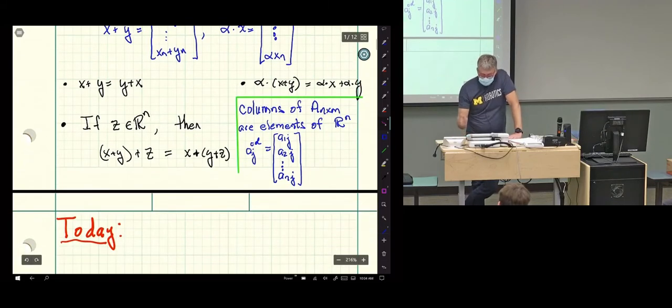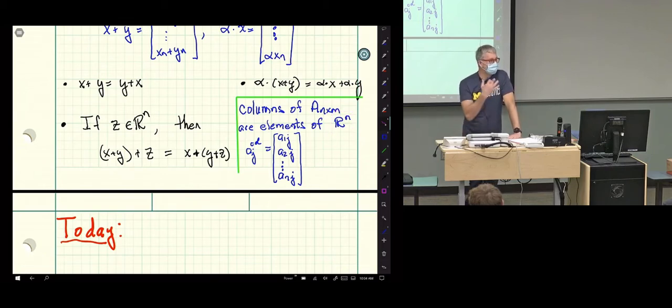And then we can identify columns of an n by m matrix as elements of Rn, because the columns of an n by m matrix are vectors, and they have length n. And so here's the jth column of a rectangular matrix which has n rows, and each of the columns is a vector in Rn. So we will take advantage of that when trying to do calculations.